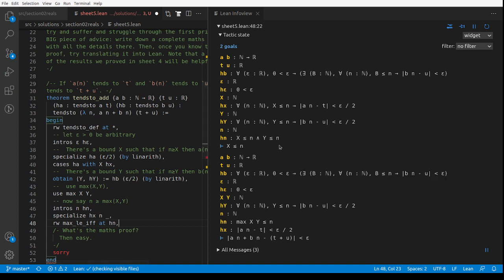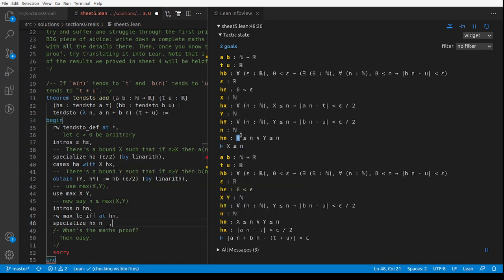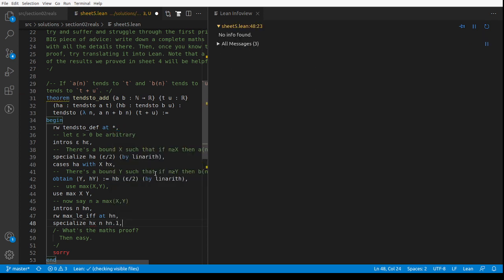That's the form at which we want this. So now we know n is at least x and n is at least y. So now I guess we should do that there. And so now how do we fill in this underscore? Lean wants a proof that n is at least x, but that's just the first part of Hn. So we could probably do Hn.1.